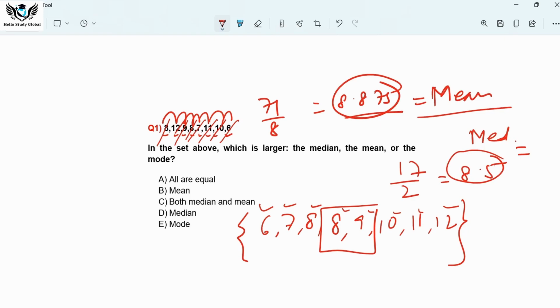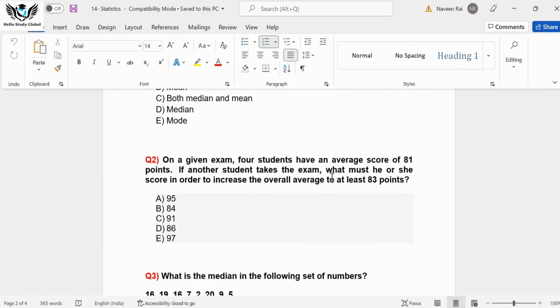And mode, what is mode? The number with highest frequency, which is 8, so which is your mode. So clearly the mean is the greatest value. B is the correct answer. Let's move on to the next question.